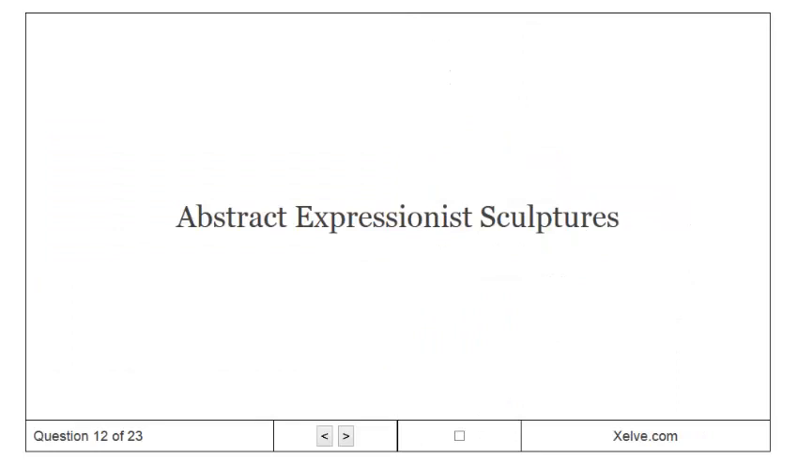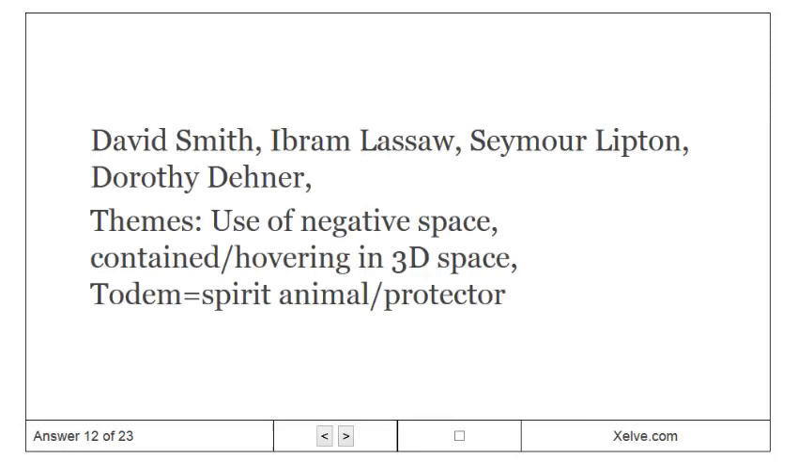Abstract Expressionist sculptures: David Smith, Ibram Lassaw, Seymour Lipton, Dorothy Dehner. Themes: use of negative space, contained, hovering in 3D space, to them equals spirit animal, protector.